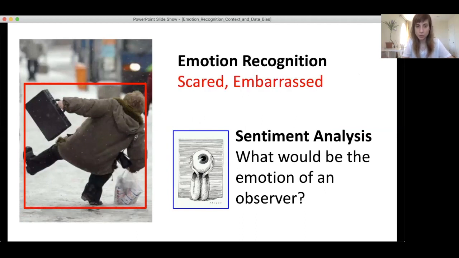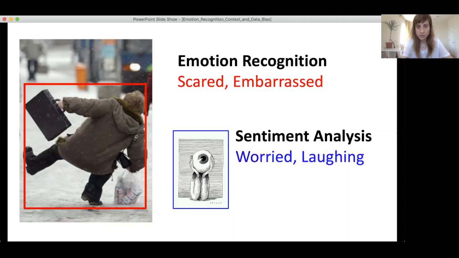In this case, if we think about emotion recognition, we can say that this person is probably scared and embarrassed. And in terms of sentiment analysis, we might feel worried when we see someone falling, but sometimes it makes us laugh as well. So this is an example where emotion recognition and sentiment analysis are a little bit different.